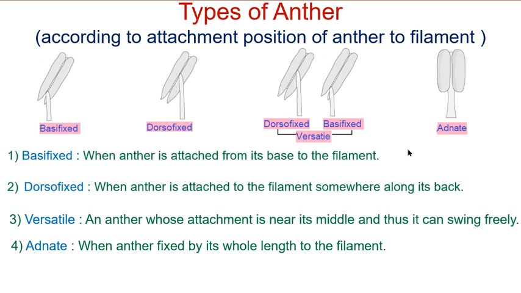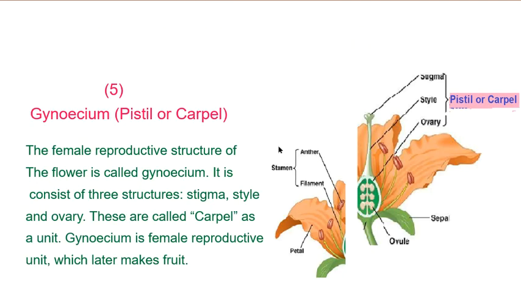Now moving further, you can see the next whorl of the flower, that is gynoecium, pistil or carpel. These are the 3 names: gynoecium, pistil or carpel. For you, I have highlighted the diagram of the gynoecium portion. The female reproductive structure of the flower is called gynoecium. It is the same diagram, I just highlighted it. This is the female reproductive portion.